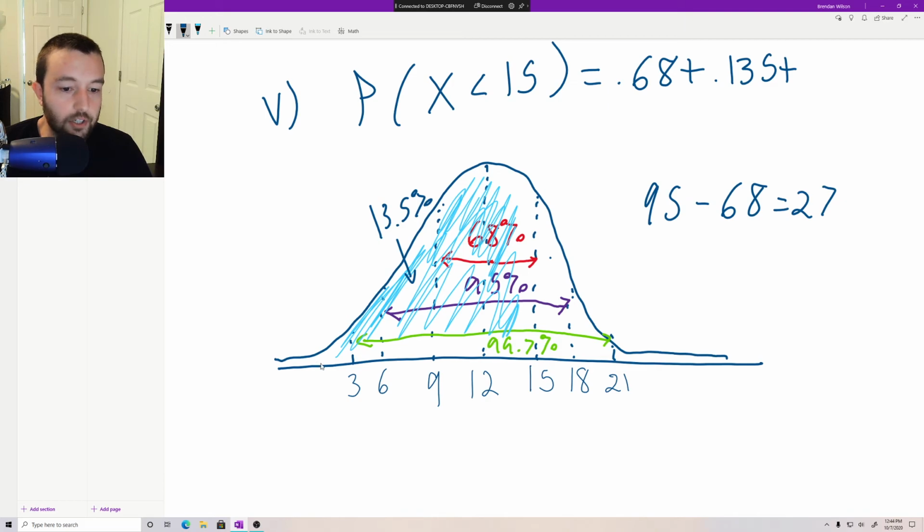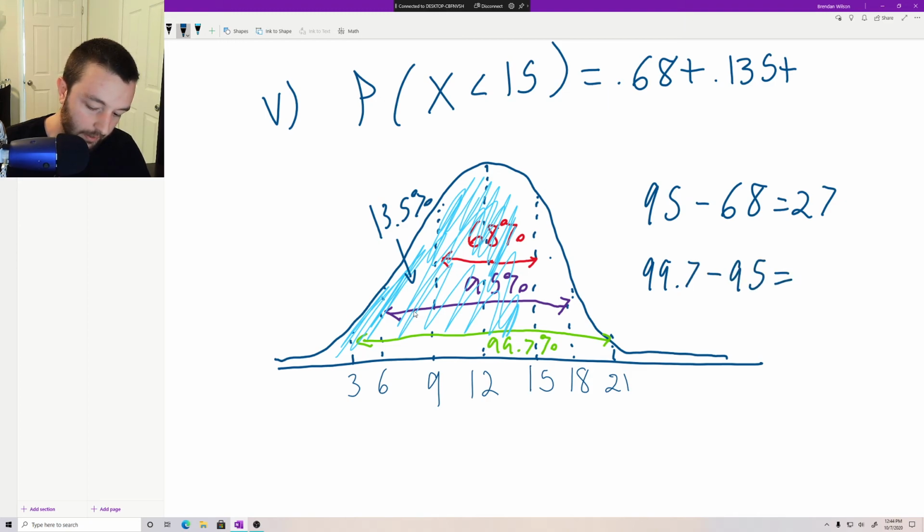And then we just need these two regions. And then we can do the same thing. Okay. This whole thing is 99.7%. So if we want to find these regions, we just subtract off the 95%. Okay, that'll give us 2.7. And then again, it's symmetrical, so each of them have exactly half of that. So 2.7 divided by 2 gives us 1.35. So this is 0.0135.